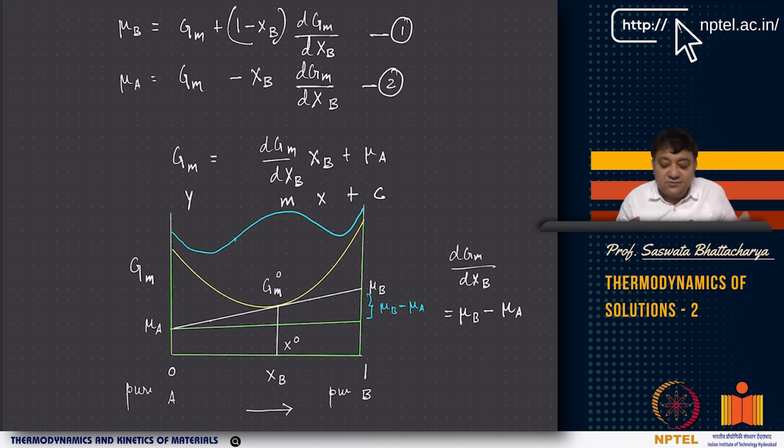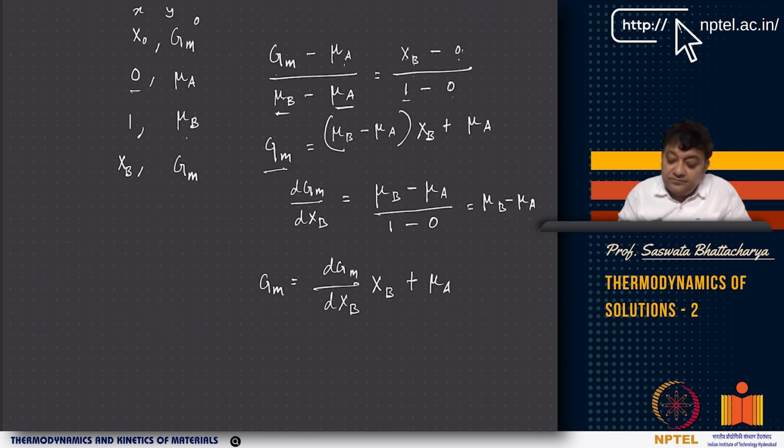So the left hand side intercept gives you the potential or the partial molar quantity of component A, and the right hand side gives you that of component B, right? And the slope basically is mu B minus mu A, by 1 minus 0 in this case. So basically you can see that this is nothing but y equals m x plus c, where m is the slope and c is mu A, right?